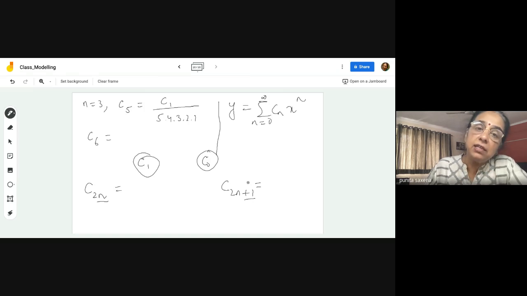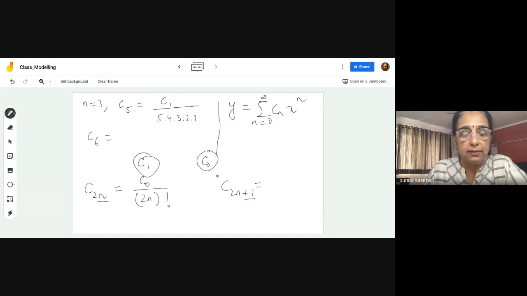And the general terms for odd and even are what? 2n and 2n plus 1. Okay, my n can be anything in that case. So for n to be anything, I know 2n will always be even. So for n to be anything, 2n plus 1 will always be odd. Okay, so one thing is clear, that C2n for all even terms is going to be C0 upon 2n factorial.